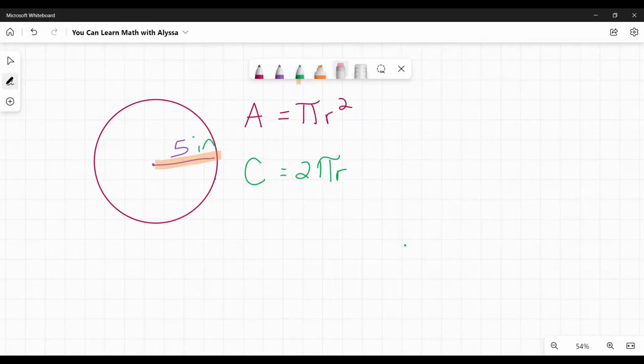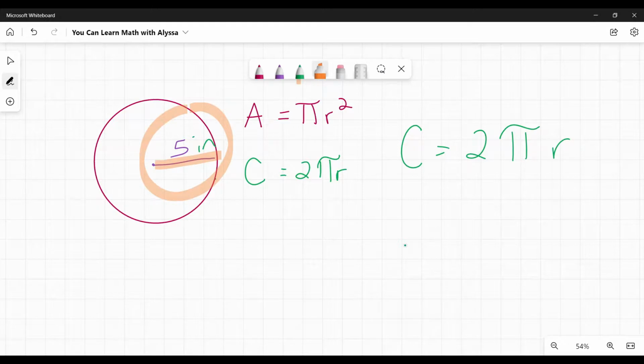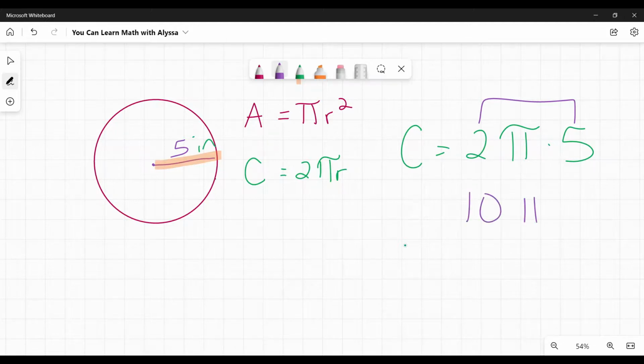So this same one, if we did circumference equals 2 pi r, same sort of thing. So we start with circumference equals 2 pi r. I know that my radius is 5 inches. So I'm going to plug that in over here for r. 2 times pi times 5. I can multiply 2 times 5. 2 times 5 is 10, and then that pi stands alone. So I get the circumference is equal to 10 pi inches.